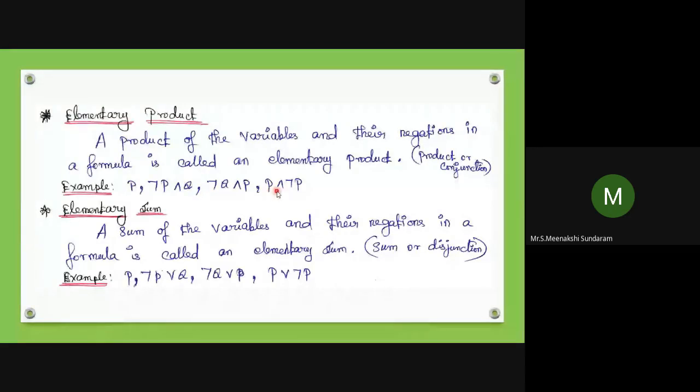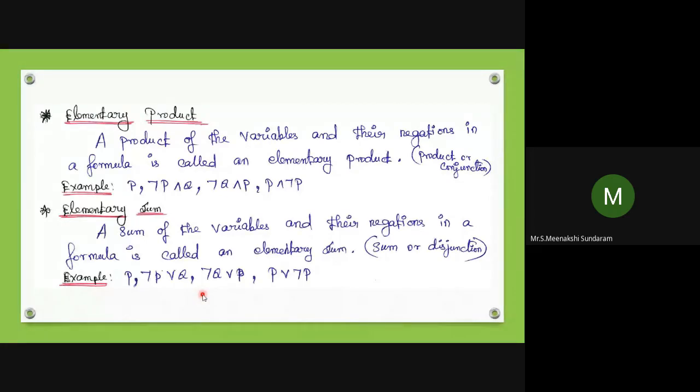Elementary sum: a sum of the variables and their negations in a formula is an elementary sum, or disjunction. For example, P, negation P, disjunction Q. Product means conjunction, sum means disjunction.